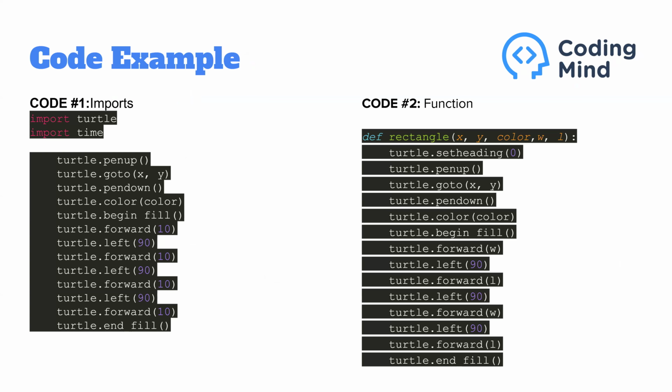Code example. Code 1 input. This is import turtle and then I imported time to stop it a little. And code 2 function. Function is def rectangle, or perimeter. Perimeter.